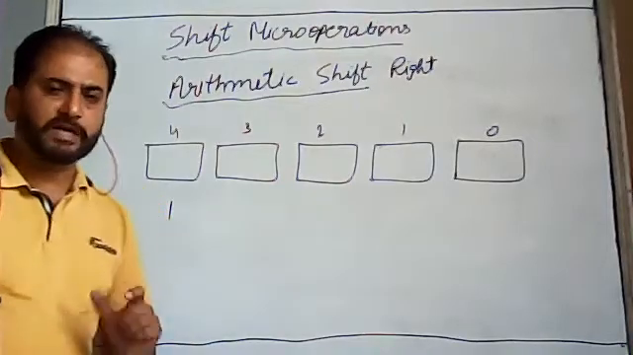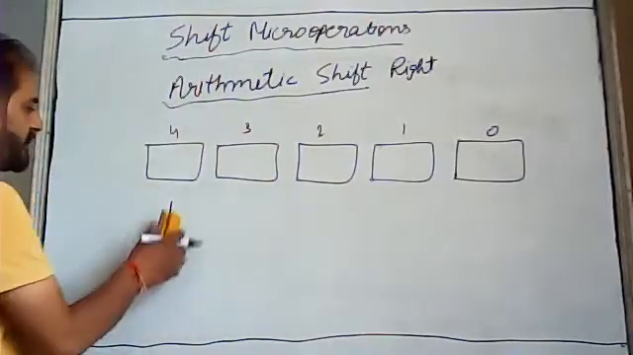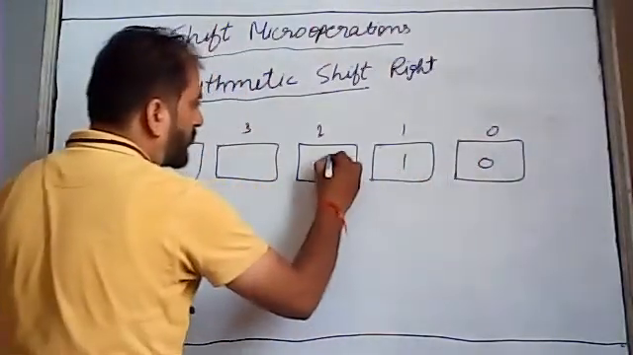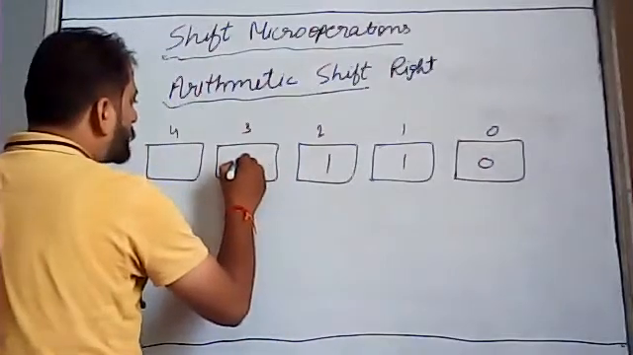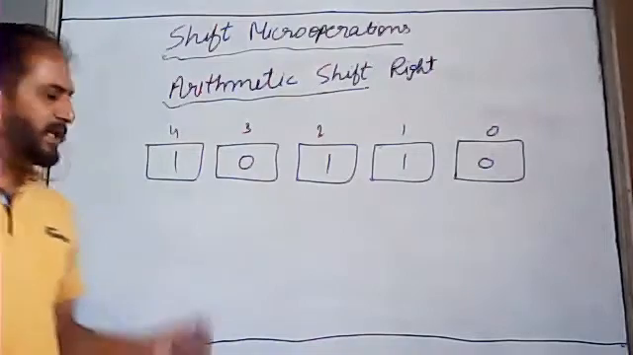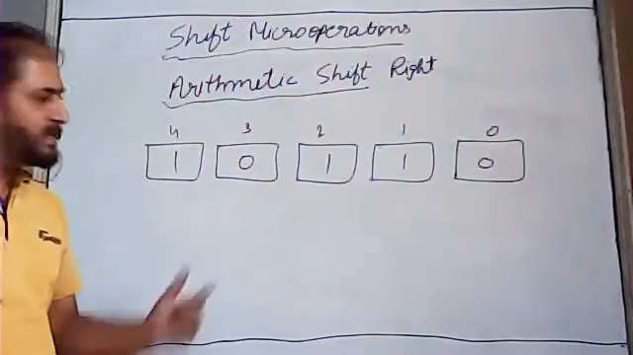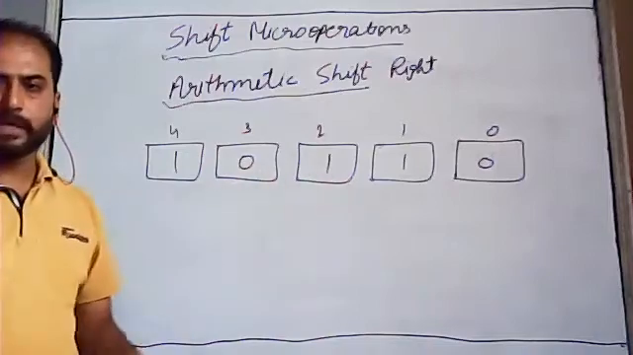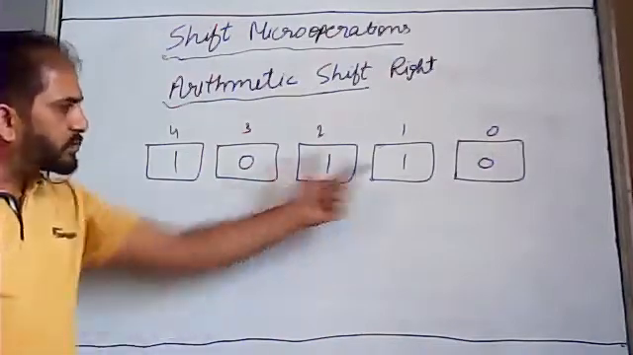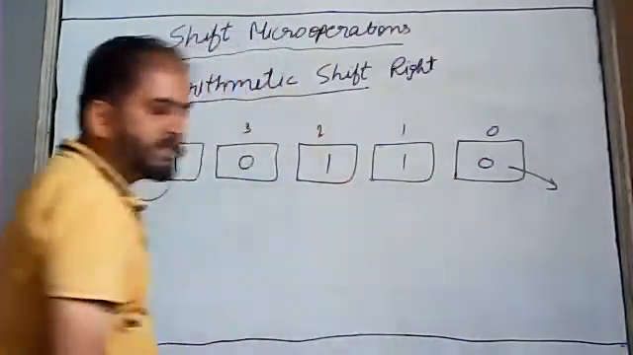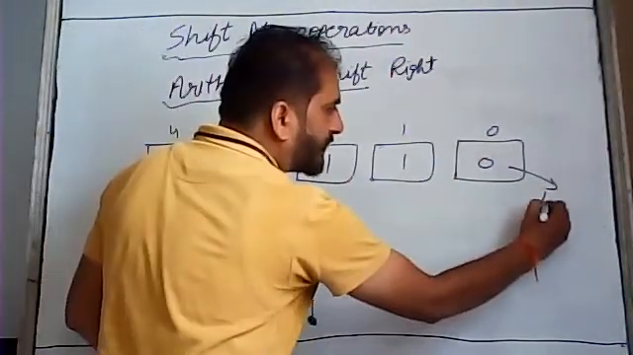Arithmetic shift right is an easy concept. Let us suppose we have the number 0 1 1 0 1. The leftmost bit is 1, so the number is negative. If we shift the bits to the right by 1 bit, what happens? This bit goes out of the register, so it is discarded.